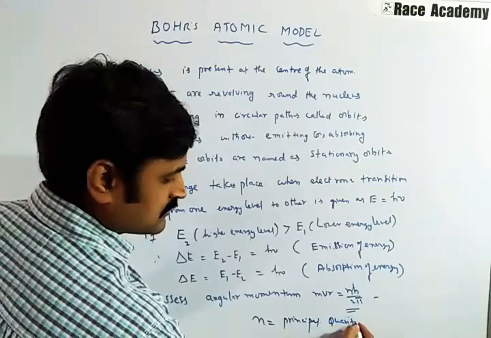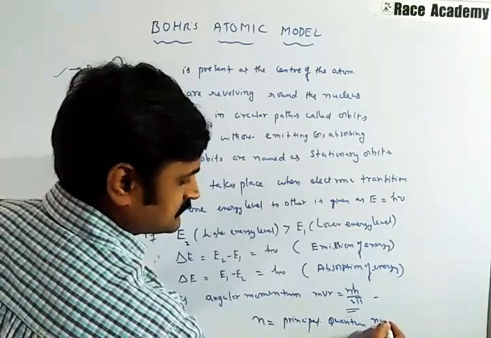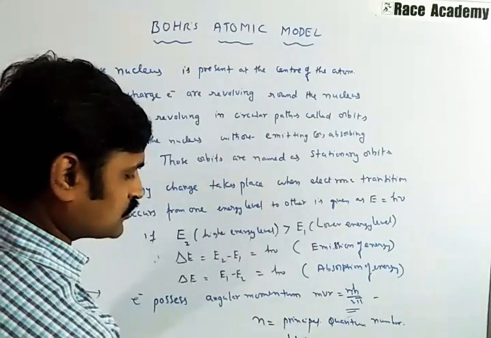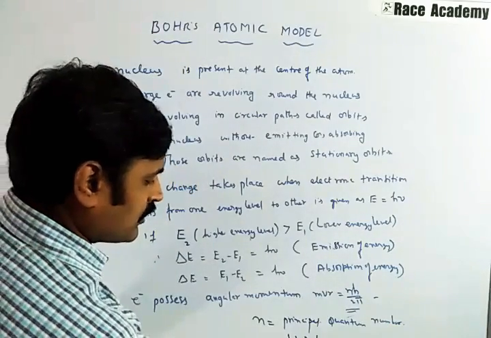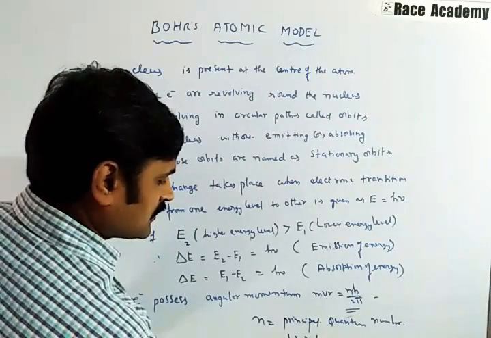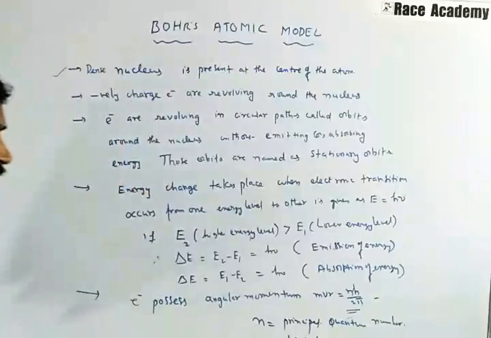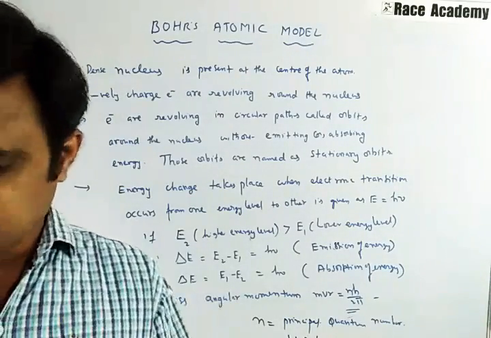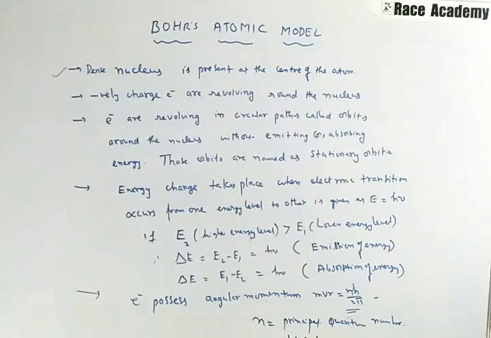Principal quantum number. It can be 1, 2, 3, 4 and so on, or you can also write K, L, M, N, etc. So these are the main important postulates of Bohr's atomic model.